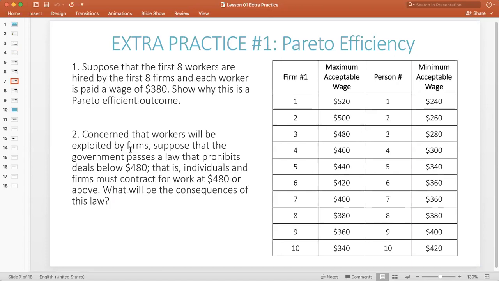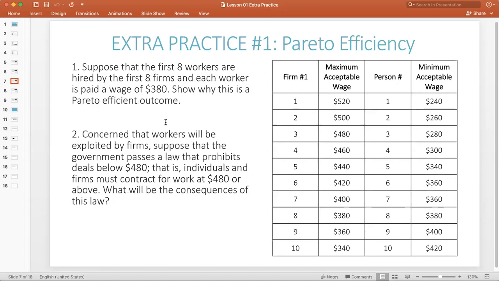In this case, this outcome is Pareto efficient because there's no way any of the remaining firms or workers can reach an agreement that is mutually beneficial. If we were to increase it to 9 workers, that's better for worker number 9, but it's worse for the firm because they're now paying above their maximum. It's the same case with firm number 10. So with the wage of $380, both the firms and the workers are satisfied.